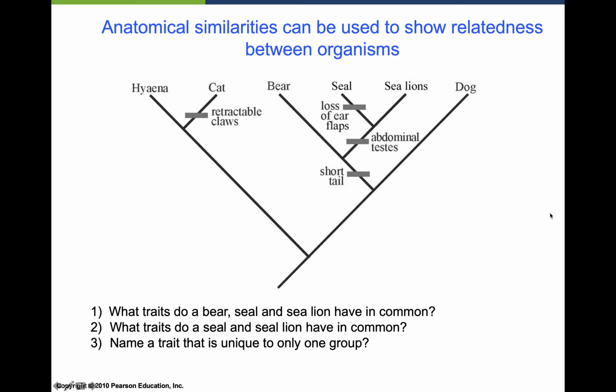Okay, and then you can use these anatomical similarities to show relatedness between organisms. So here's a phylogeny again. What trait do a bear, seal, and sea lion have in common? So let's go bear, seal, sea lion. Let's go down. What do they all have in common? It's actually right here. They all have a short tail. All of those have that in common. What traits do a seal and a sea lion have in common? I'm going to let you hit the pause button and answer questions 2 and 3 on your own, and then we'll come back together after that.